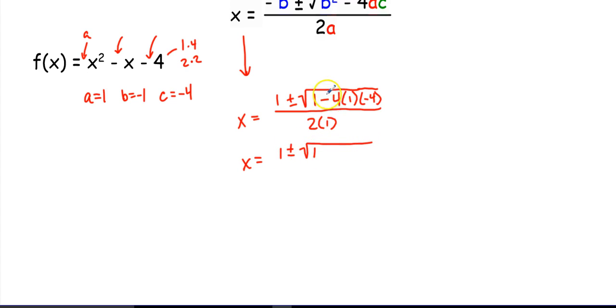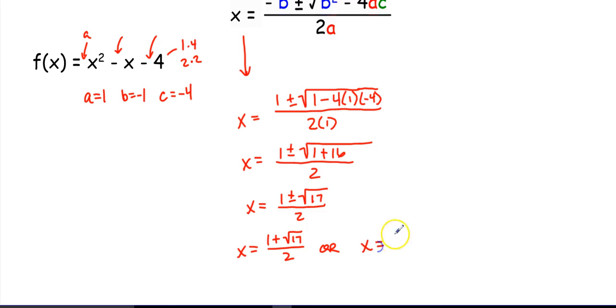So this is going to be 1 minus 4 times 1 is a negative 4, times another negative turns it back to positive, and we end up with a positive 16 over 2. Let's split it up here, simplify inside, and then we can split it up. So 1 plus or minus the square root of 17, which is a little over 4. So our two answers are going to look like this: 1 plus the square root of 17 over 2, or x equals 1 minus the square root of 17 over 2.